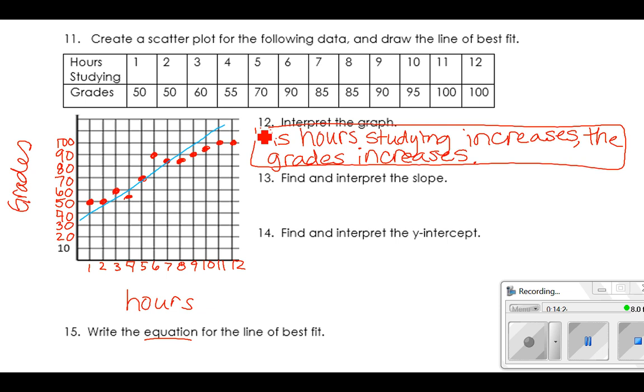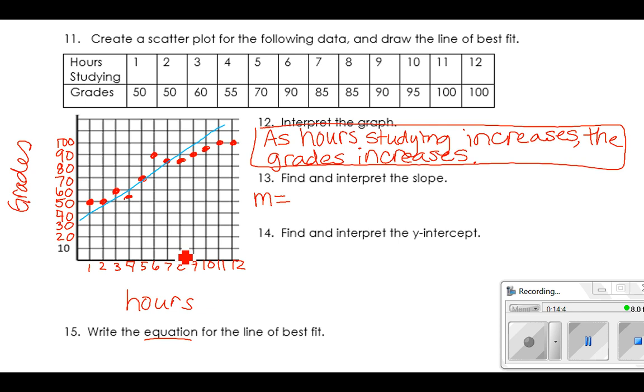And then number 13, find and interpret the slope. That's going to be the m. So I have two ways that I can find the m. I can use the slope formula by picking 2 points on the graph, or I can make a right triangle by picking 2 points on the graph.